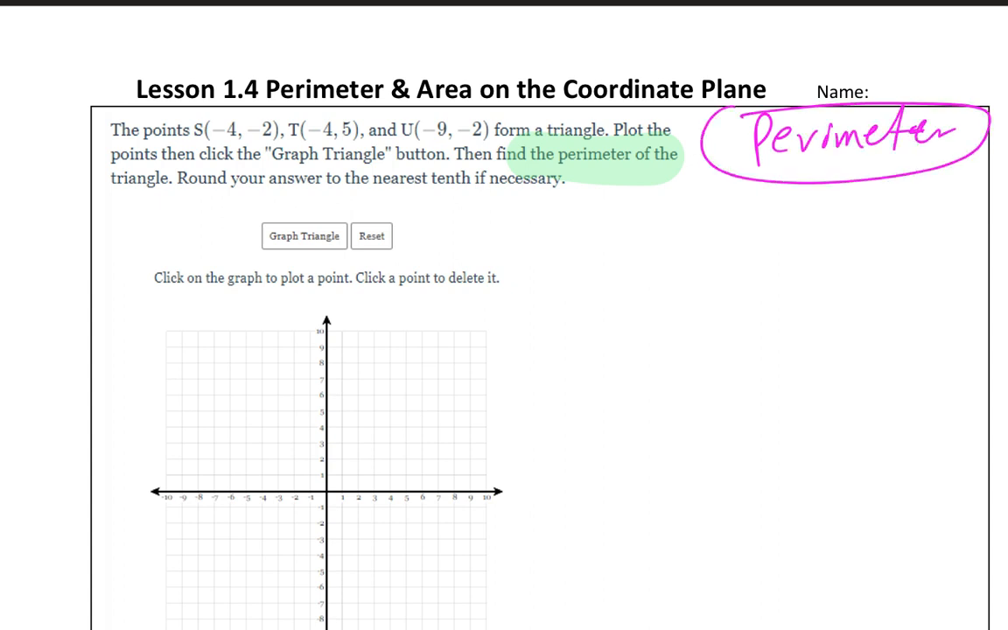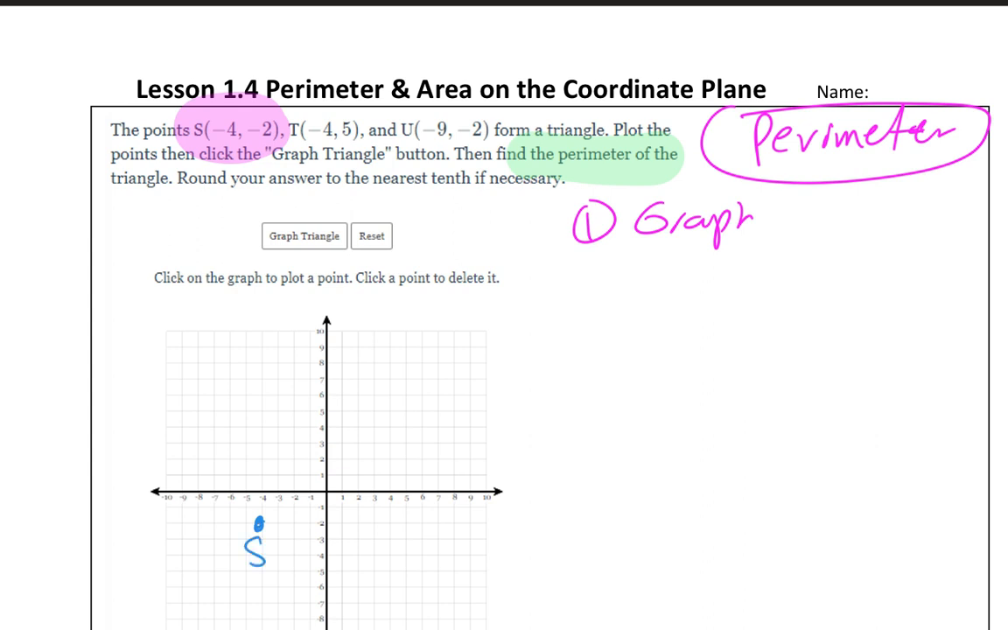Okay, so we know that we just have to add all the sides, right? So the first step that we're going to do is graph this. Let's do that. It says S is negative 4 comma negative 2. So that's going to be to the left 4 and then down 2. We're going to label that one S.